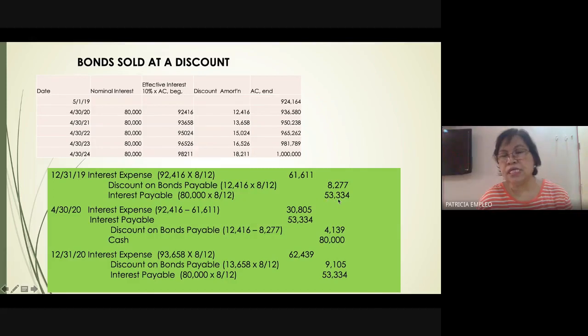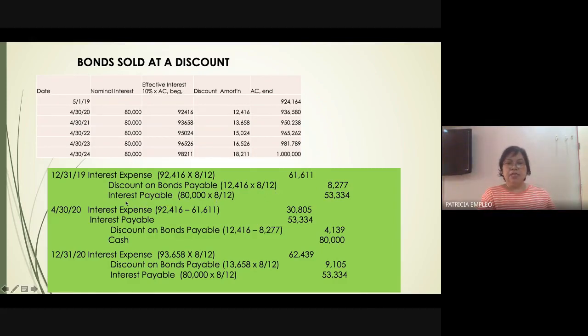That's 53,334. The difference between the two is your discount amortization for the period May 1, 2019 to December 31, 2019, which is 8,277. So that is 12,416 times 8 over 12.